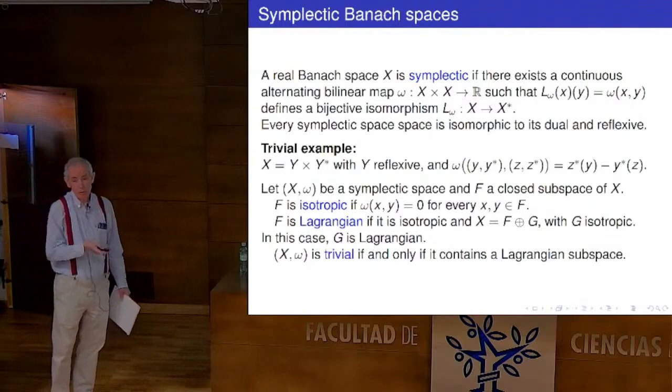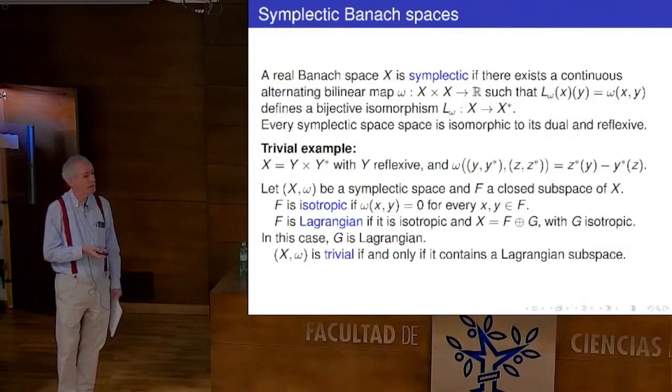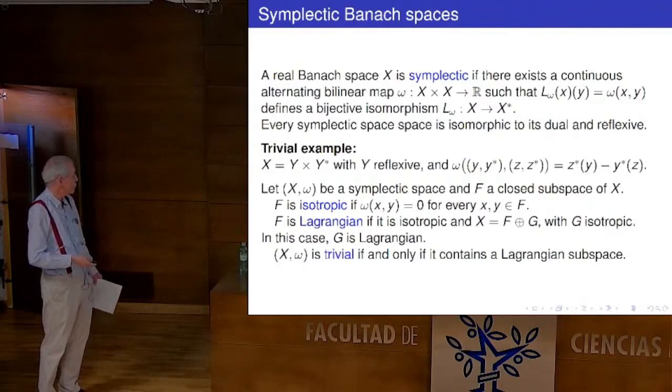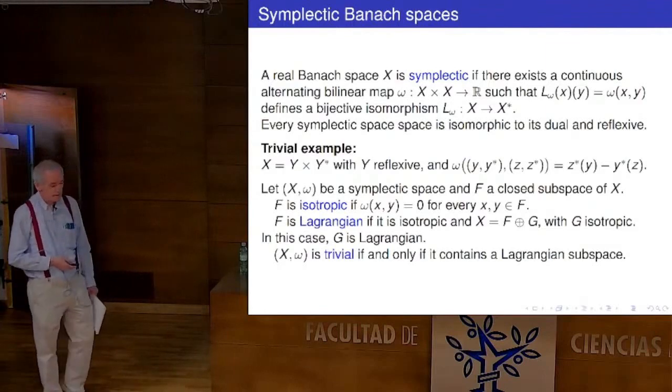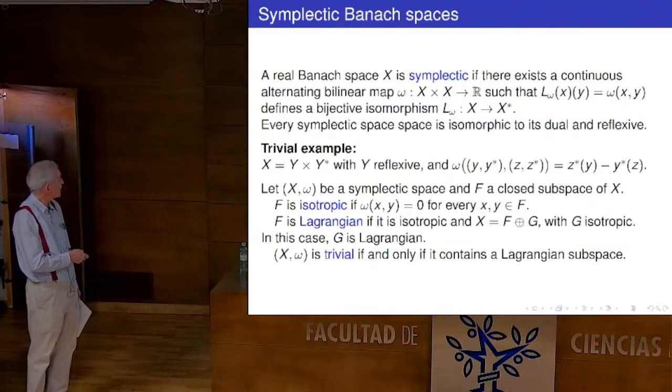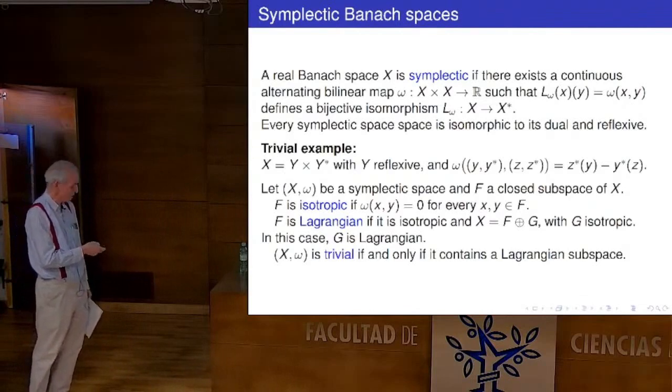The idea is that we are going to show that there are non-trivial symplectic spaces. In order to do that, we consider the notion of isotropic subspace, in which the form omega is equal to 0. A subspace is Lagrangian if it is isotropic and it has an isotropic complement that is also Lagrangian. And then it's not difficult to show that a structure of symplectic space is trivial if and only if it contains a Lagrangian subspace.